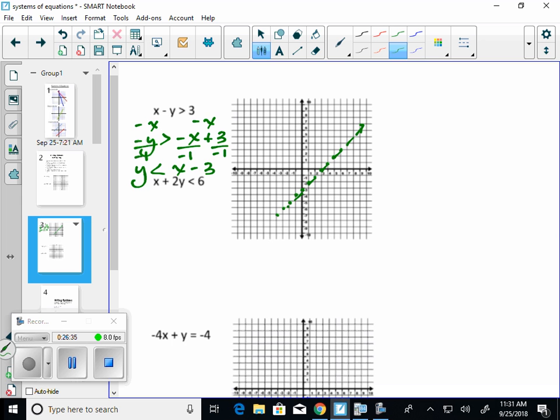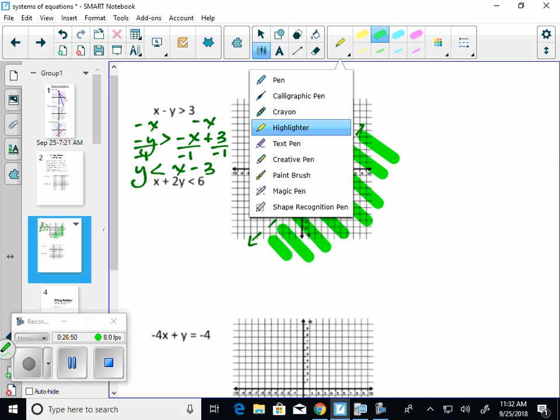And I'm also going to have to do some shading. Where am I shading? Shading below because it's less than. So you're taking care of all of that. Broken line, shading down, and getting ready for the next line.